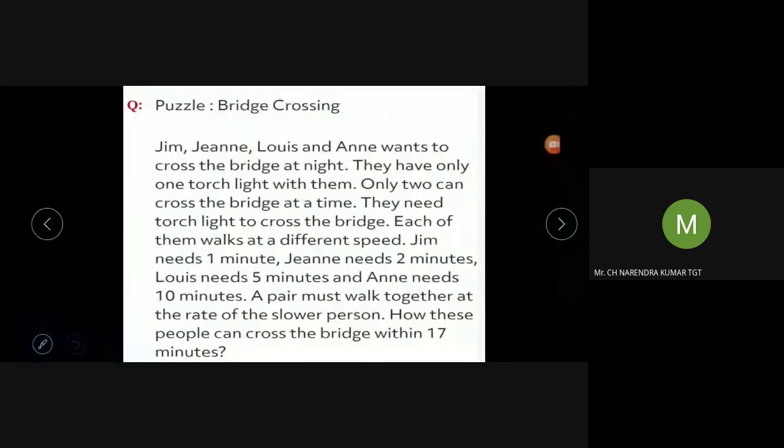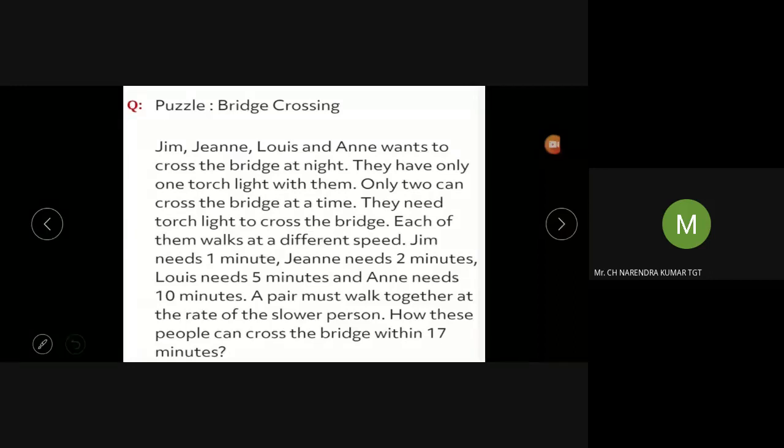The last question is bridge crossing. There are 4 boys, Jim, Jenny, Louis, and Anne, who want to cross the bridge at night. They have only one torch light, and only two can cross the bridge at a time, and they need the torch light to cross. Each of them walks at a different speed. Jim needs 1 minute to cross the bridge, Jenny needs 2 minutes, Louis needs 5 minutes, and Anne needs 10 minutes.